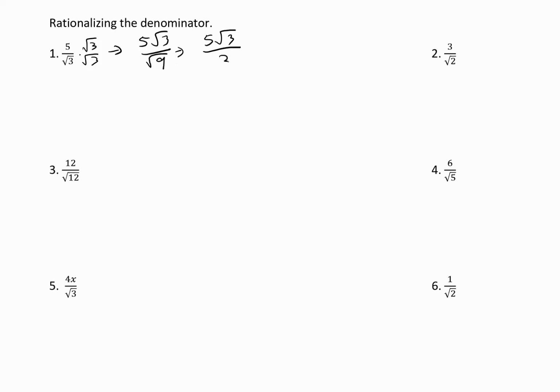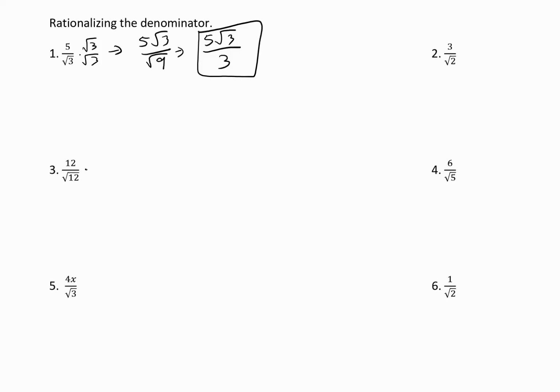which is 3. So hopefully you noticed that by multiplying the radical by itself, it becomes a perfect square, which you can then take the square root of, and it's no longer a radical. So let's go ahead and try that one with number 3.